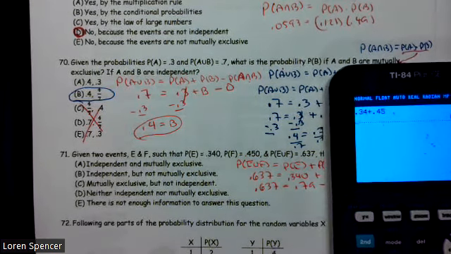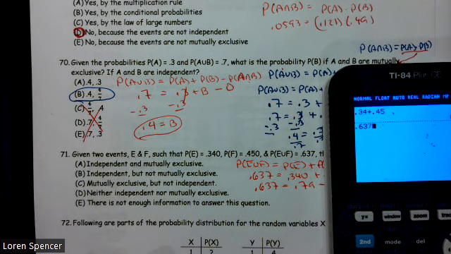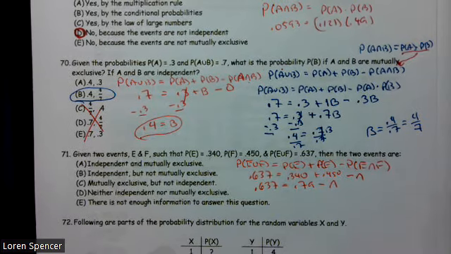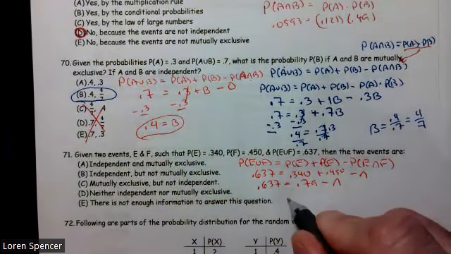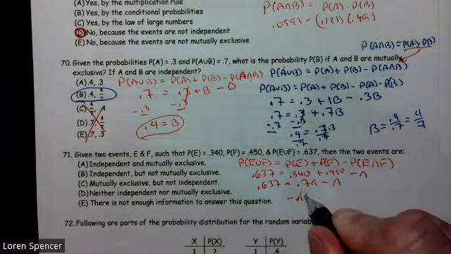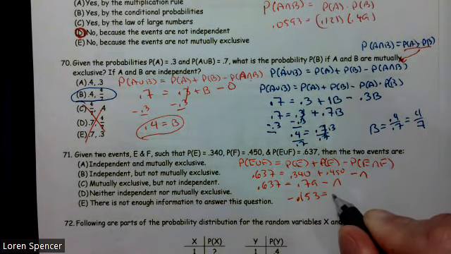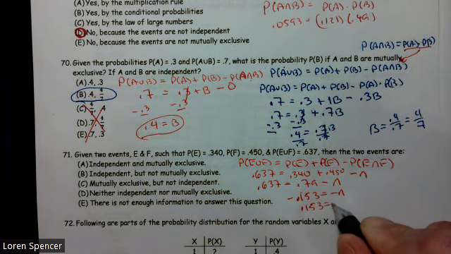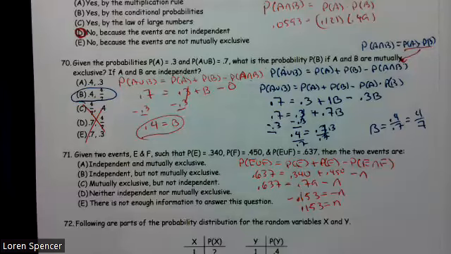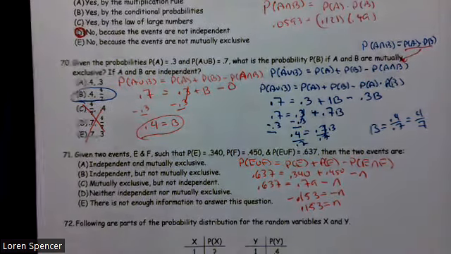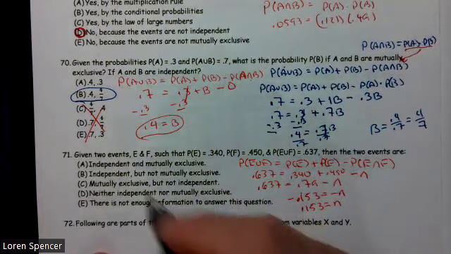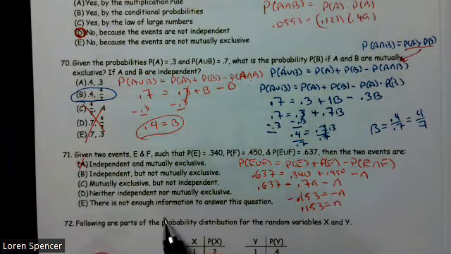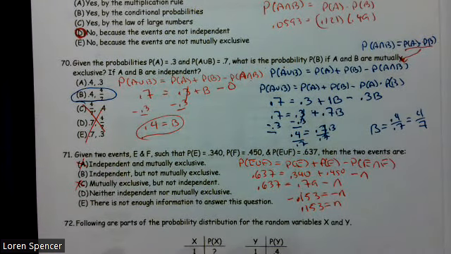Subtract 0.79 from both sides, and I have 0.637 minus 0.79, and I end up with negative 0.153 equals a negative n. Changing both signs, 0.153 equals n. The fact that we have an intersection means that it's not mutually exclusive. So mutually exclusive is gone, any of the ones that say mutually exclusive. The question is, is it independent?